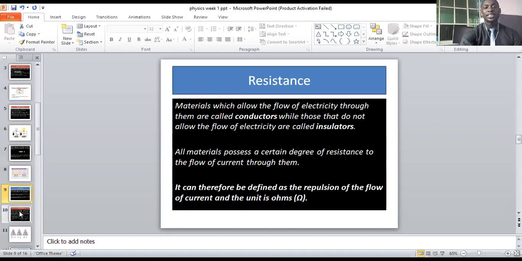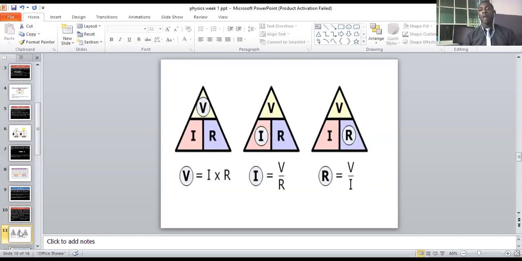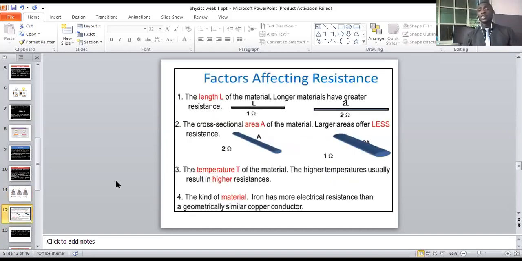We further went to Ohm's law, which states that the current passing through a metallic conductor is directly proportional to the potential difference, provided all other parameters aside from temperature are constant. The expression is V equals IR, or I equals V over R, or R equals V over I.